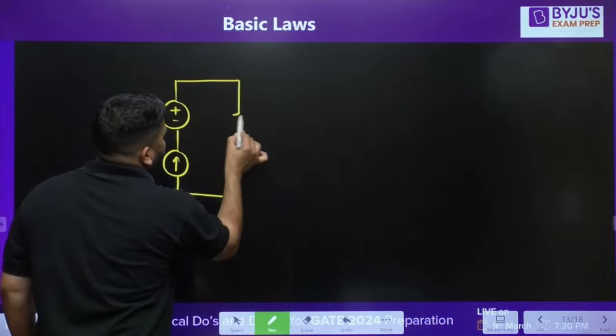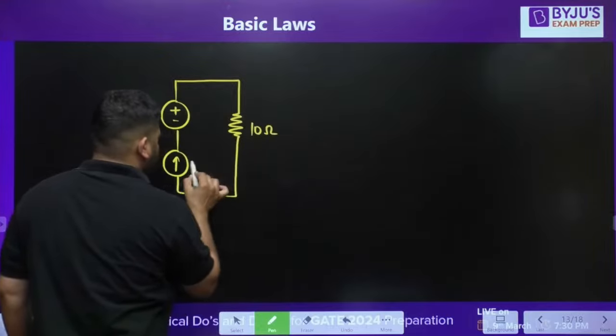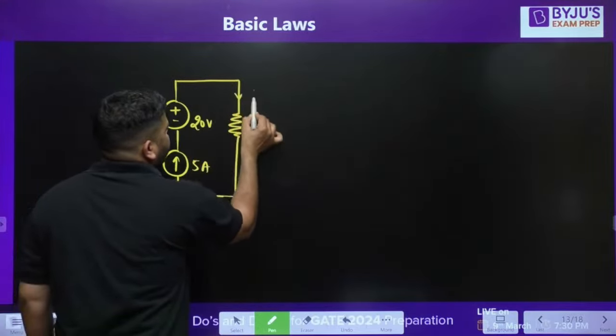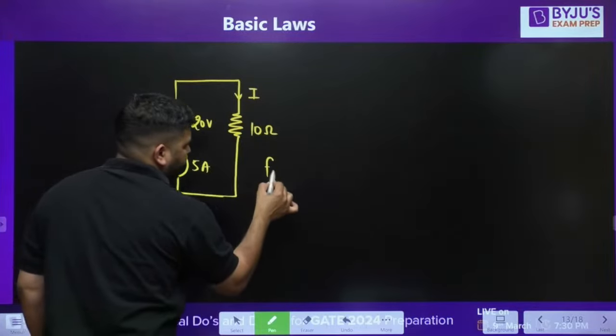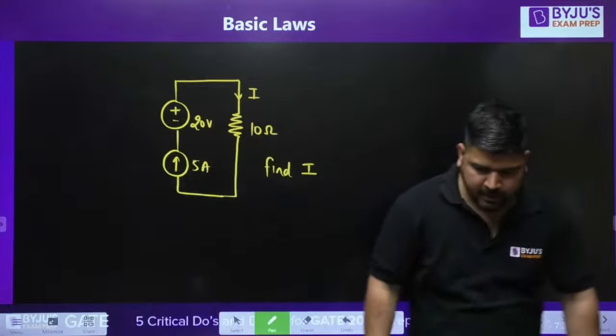Now can you tell me, let's say this is 10 ohm. Here you have 5 ampere. Here you have 20 volt. What about this current I? Find I. Tell me about this current I. Tell me, guys, what about this current I?